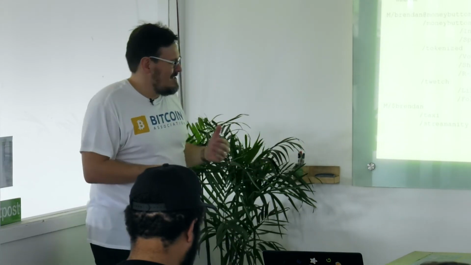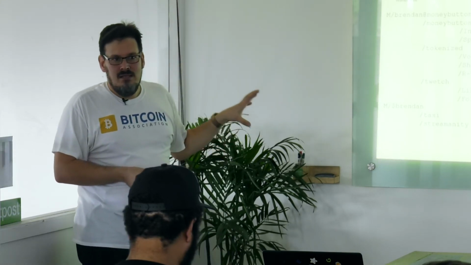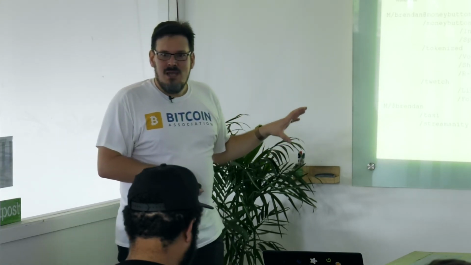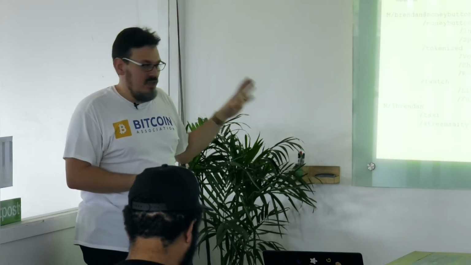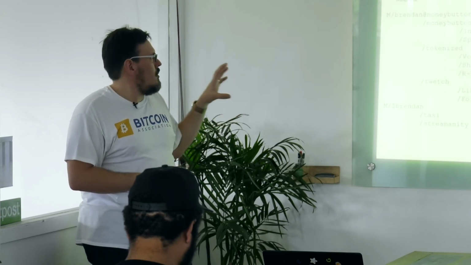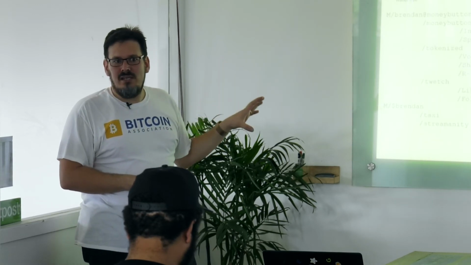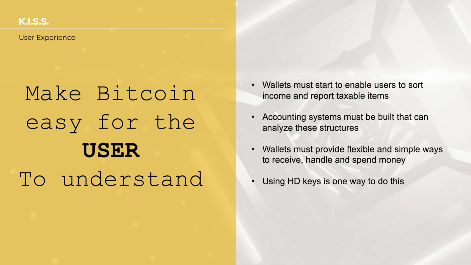So this is one of the things I think we need to start getting really good at. It's something that we don't do today. And I think it bears thinking about very carefully when you are building your app: how are you going to structure your HD keys and what are you going to allow people to do with them? The main goal is to keep it simple. Make Bitcoin easy for the user to understand.